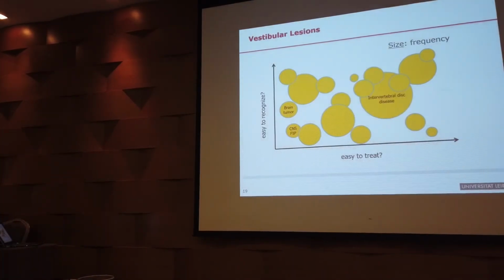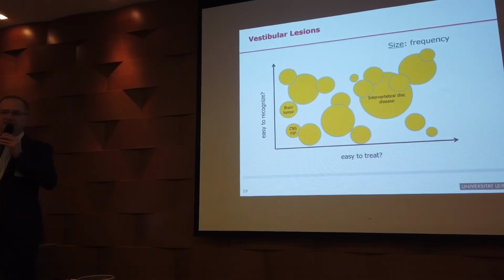I like to look at the diseases I am dealing with in this chart here. Here on the bottom it says how easy it is to treat a disease, and here how easy it is to diagnose a disease. The size of this bubble refers to the number of patients we see. Obviously, intervertebral disc disease is a huge chunk, and it's on the right-hand side and at the top. So it's relatively easy to recognize and to treat, whereas a brain tumor, not as common, is relatively easy to diagnose if you have an MR, but difficult to treat.